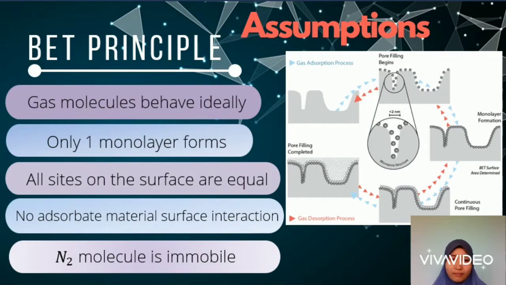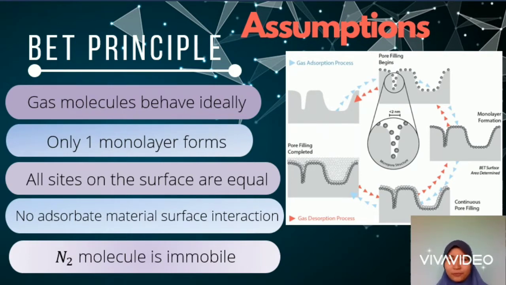Second, only one monolayer forms, which you can see in the picture. The monolayer forms on the material surface. And third, all sites on the surface are equal. This means there is no empty space on the surface, as the nitrogen gas fully fills the surface.